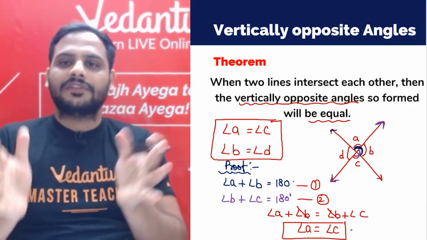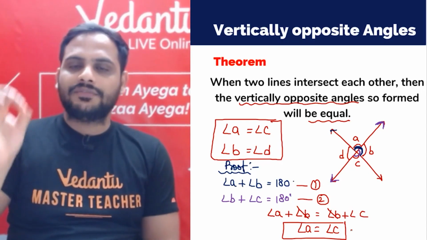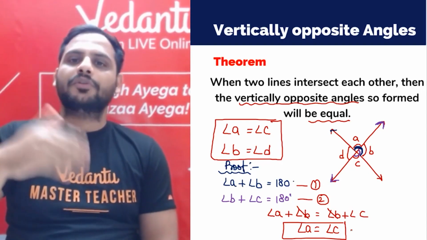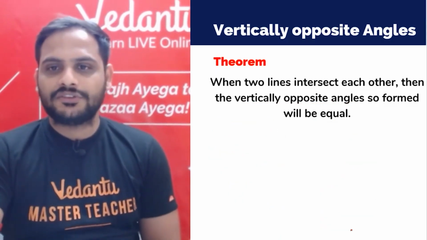Alright guys, so this is how you will prove the vertically opposite angles theorem, and it is: when two lines are intersecting, the opposite angles formed are equal to each other. Very important. ठीक है बच्चों?